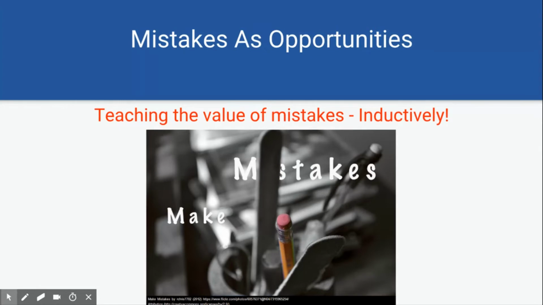One way that I do that is I encourage students to make a list of all the English mistakes that they can remember that they made over the past month. Make a list of that. And next to it, they write what they learned from each one. And then we talk about, well, look at all these things that you learned out of the mistakes. If you hadn't made the mistakes, you wouldn't have learned them.